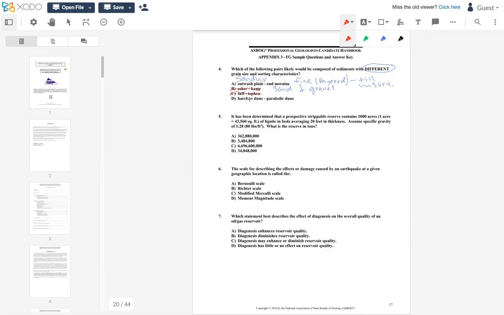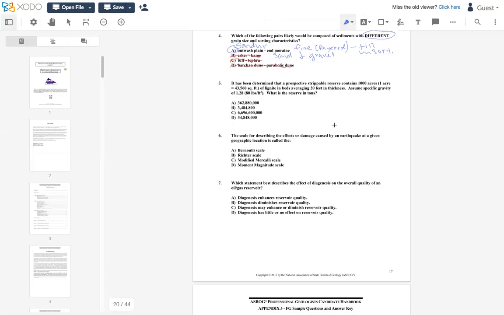And then Barchan dunes and parabolic dunes, those are both Aeolian sand deposits. And like we saw earlier, those are well sorted and well rounded. So very similar. So it looks like the one that's most different is A, outwash plain and end moraine. Okay.